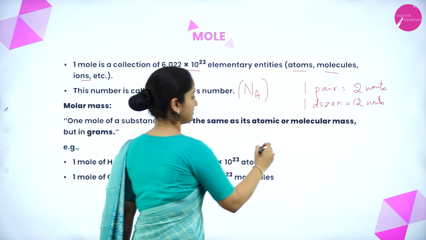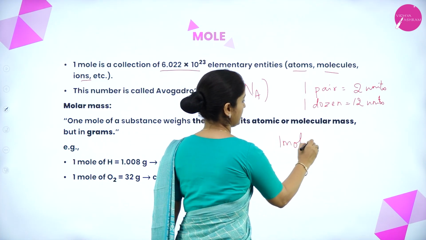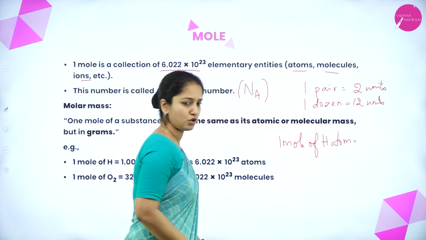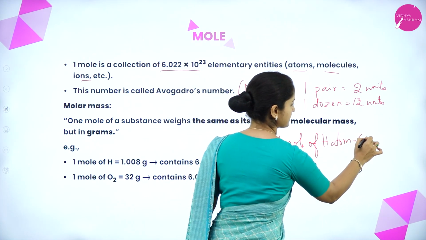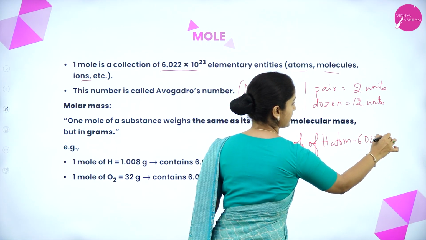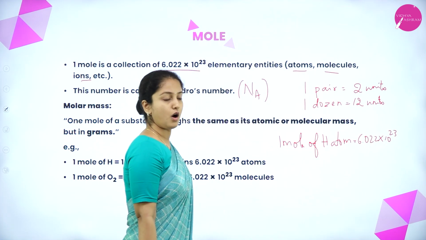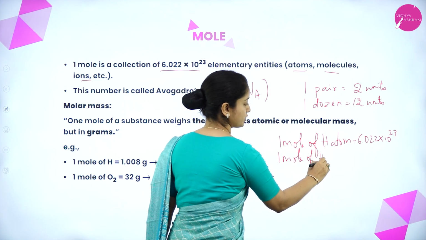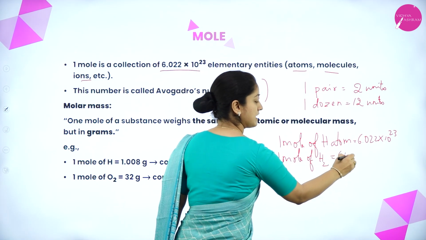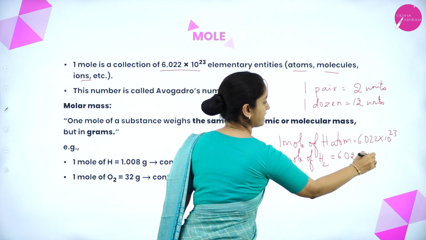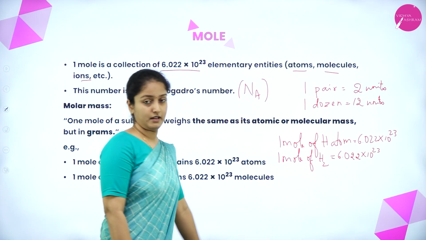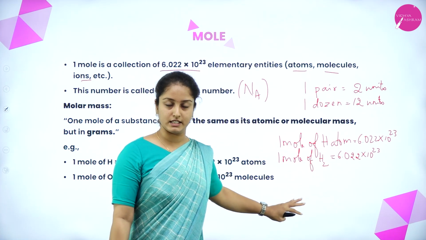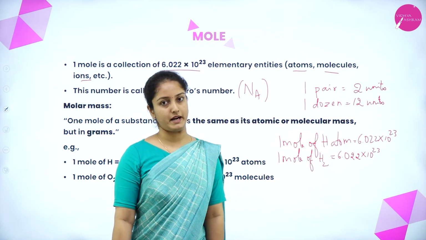Say for example, 1 mole of hydrogen atoms consists of Avogadro number of particles, that is 6.022 × 10^23, or 1 mole of hydrogen molecules, that is H2, consists of 6.022 × 10^23. Irrespective of the elementary entities, it contains Avogadro number of particles.